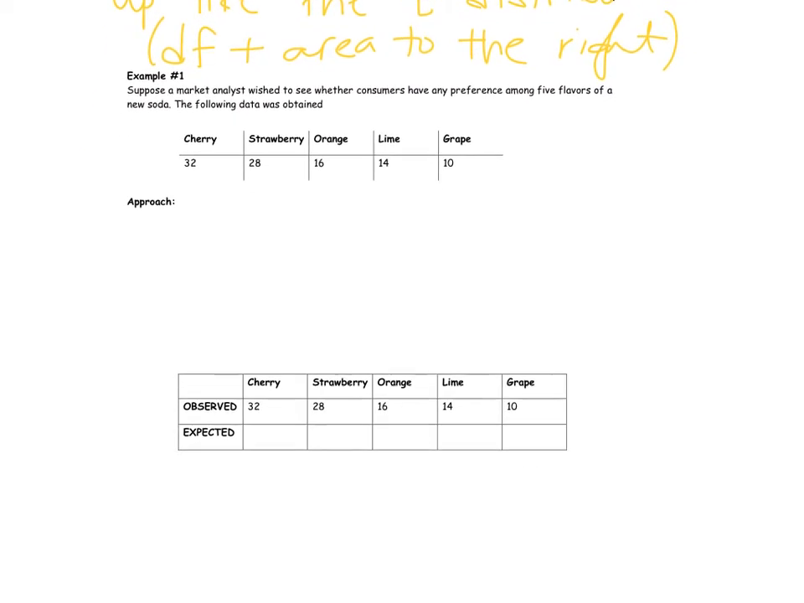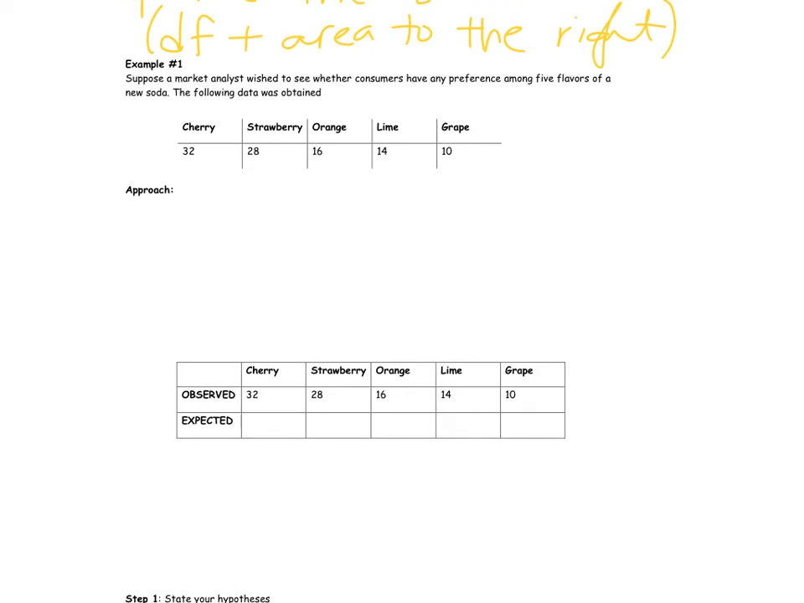Okay. Let's see what we're going to be doing with this distribution. And again, it's a goodness of fit test. So we're going to see if variables in a distribution follow a certain distribution. So here we have that a market analyst wished to see whether consumers have any preference among 5 flavors of a new soda. And then we get this following data. So here's our approach.